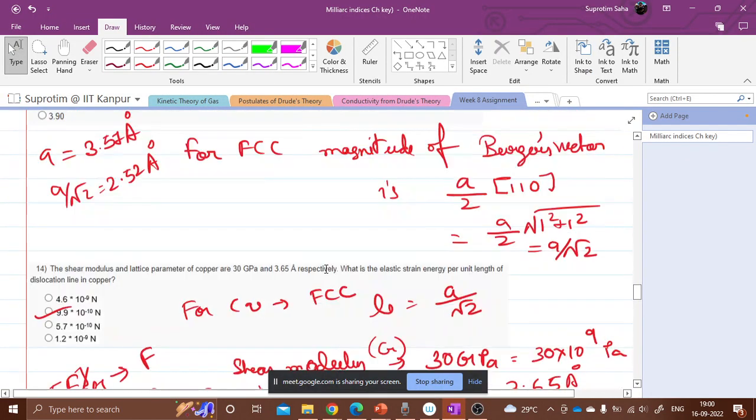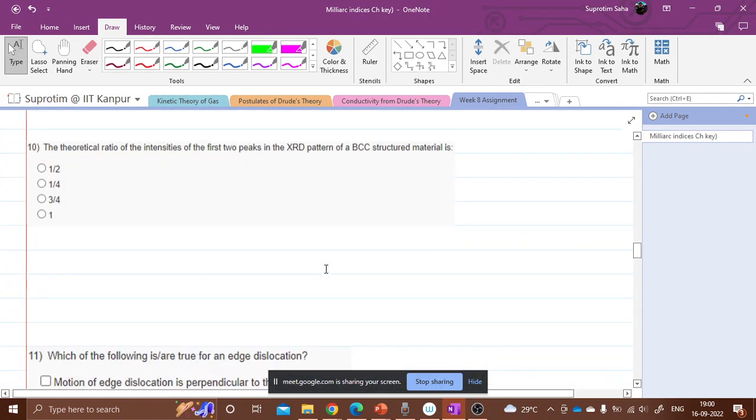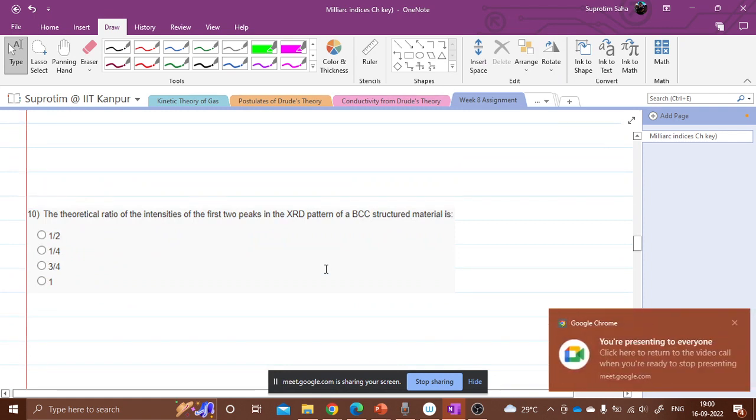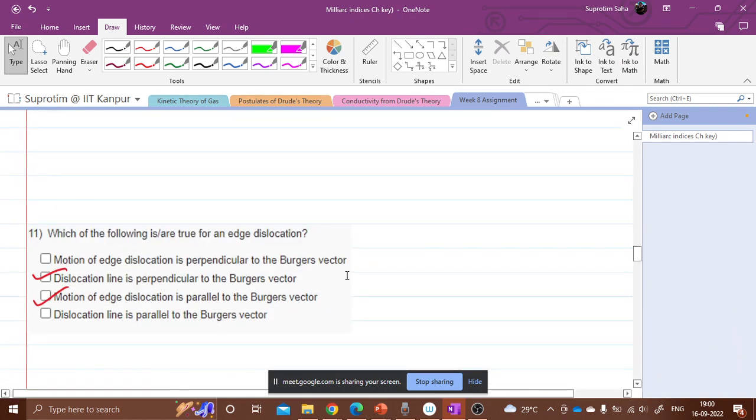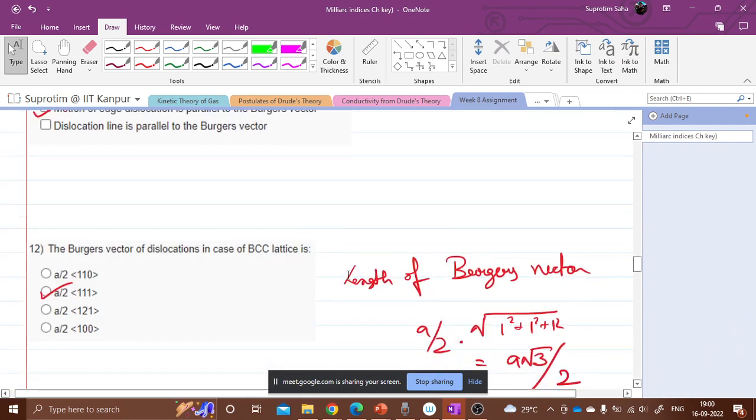Okay, never mind. So the tenth question I didn't discuss because I said I'll go to it now only. But the 11th question: which of the following is or are true for an edge dislocation?